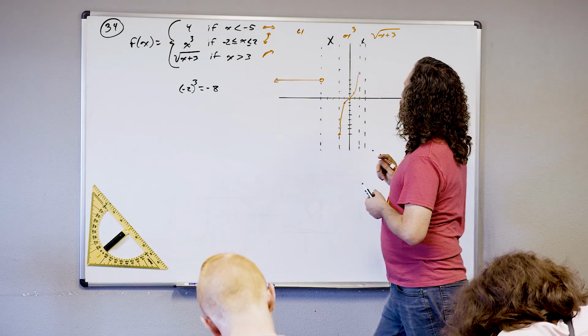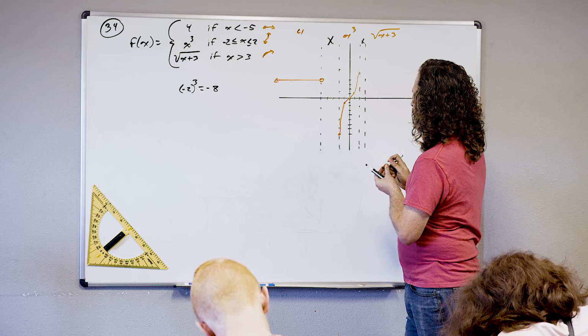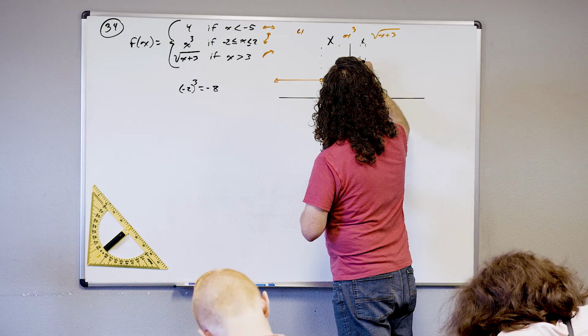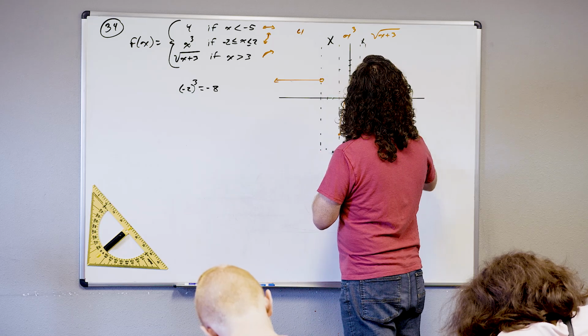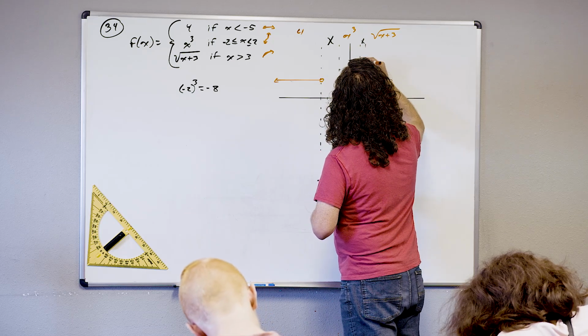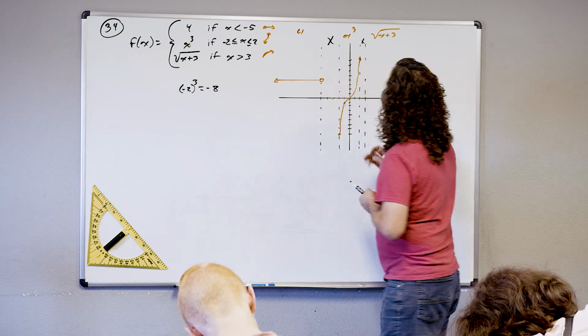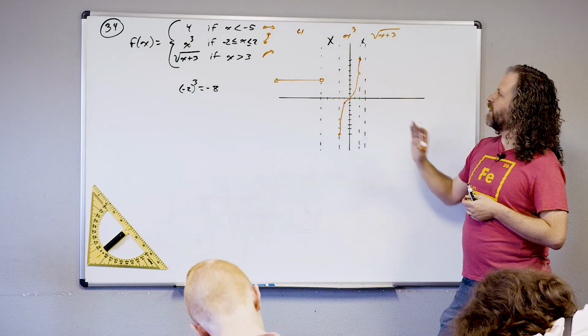And then the other one's going to be what? +8. True enough. 1, 2, 3, 4, 5, 6, 7, 8. All right, there's nothing in this little chunk, but there's something over here.